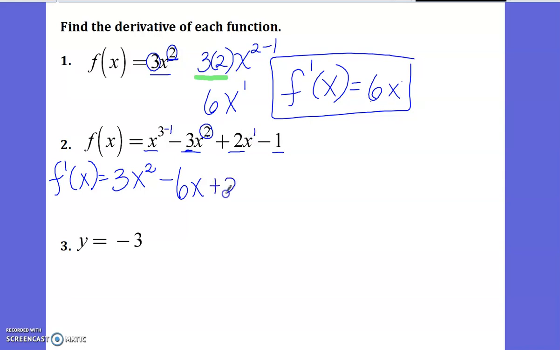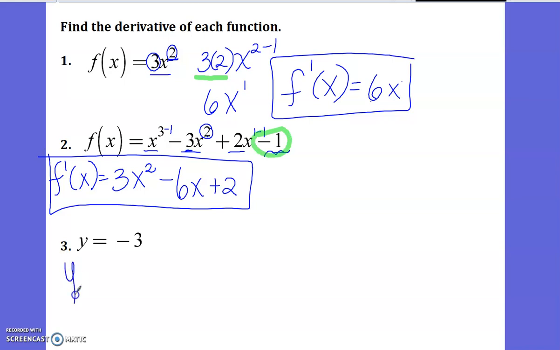I move that out front, so it's 2. 1 minus 1 is 0. x to the 0 power is 1, so it just becomes that constant 2. The derivative of a constant is 0. So the derivative of negative 1 is 0. I don't include it. So there is my derivative. We just talked about how the derivative of a constant was 0. Well, here, when I take the derivative of this, the derivative of negative 3 is just 0.